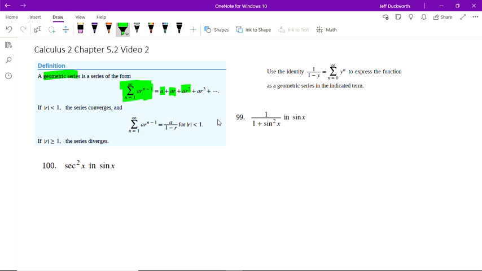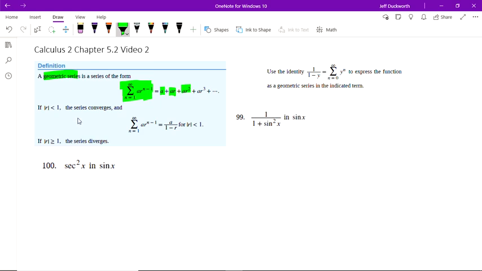Now your a could be anything, but if it's 0, well, this is not really interesting, is it? Because if a is 0, then we have 0 plus 0 times whatever r is plus 0 times whatever r squared is. So generally we don't do that, but that's okay.